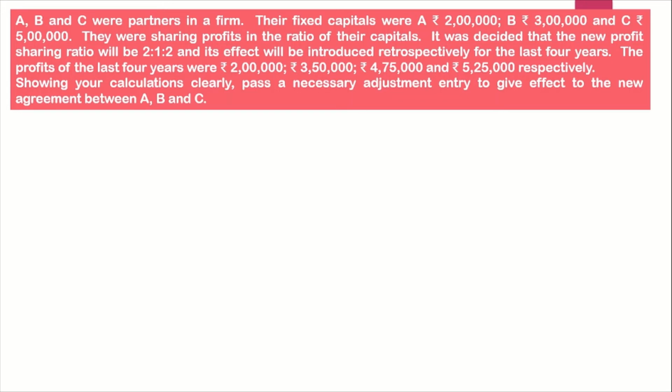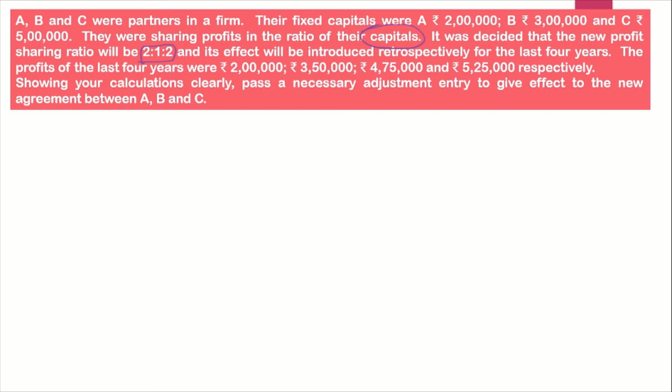Now A, B, C capital is given. Here it clearly says that profit was shared according to their capitals. So it was wrongly distributed in the capital ratio. Now it's actually decided that it should be distributed in 2 is to 1 is to 2. So you can make out that the distribution of profit was done wrong, and this is with effect from the past 4 years. So 4 years' profits are given. All these profits we have to correct. What we need to do is, this is the wrong one, we are going to debit it, and this is the correct one which we are going to credit.